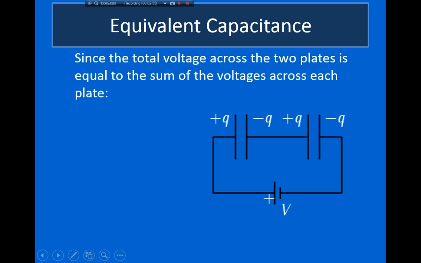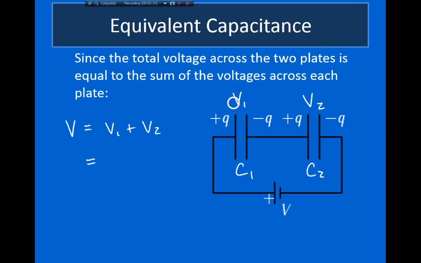Now, since I want to describe these two capacitors with a single equivalent capacitor, the total voltage across these two capacitors is going to be equal to this equivalent voltage across the single capacitor. And the total voltage across these two capacitors is equal to the voltage across the first capacitor plus the voltage across the second capacitor. So let me call this first capacitor C1 and the second capacitor C2, and the voltage across the first one V1 and V2. So the total voltage across this whole thing is equal to V1 plus V2.